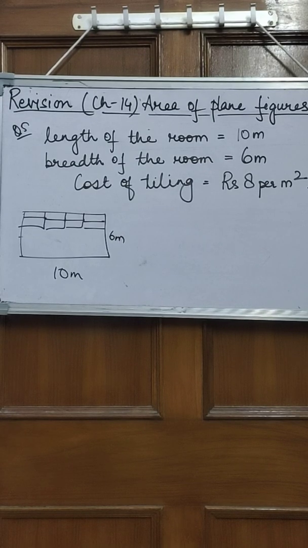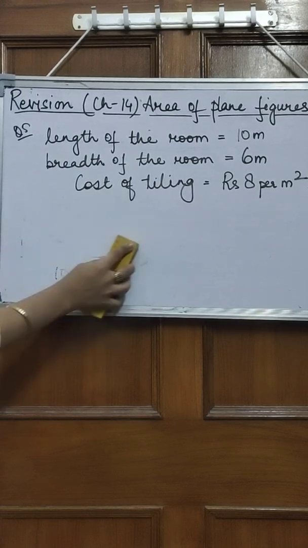So to do so, since we are tiling it, we'll take the whole entire area inside. This means we have to first find out the area of the room. Now first we'll get the area of the room, and then whatever is the cost per meter, we will multiply the area with that cost and we'll get the complete value. Okay. So let's first find out the area of the room.